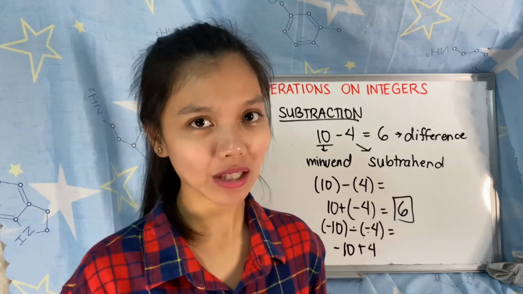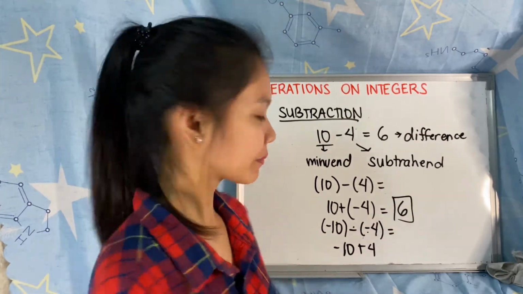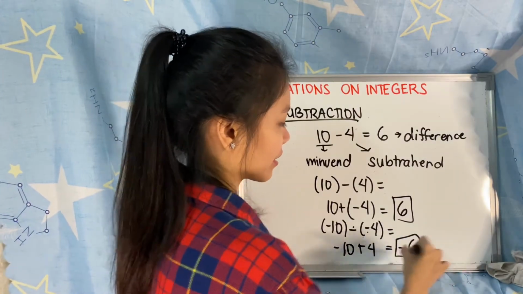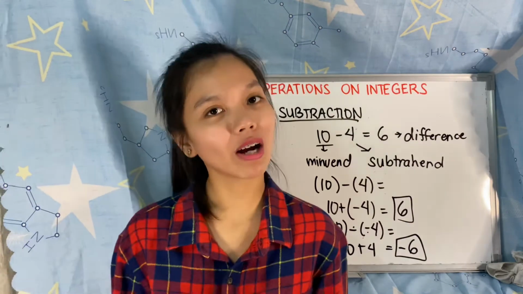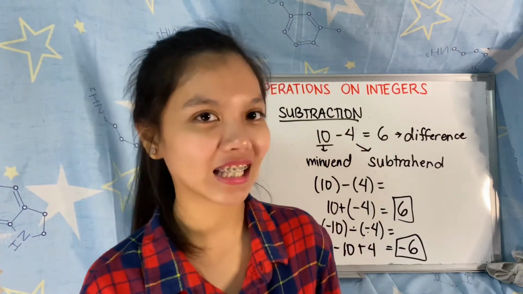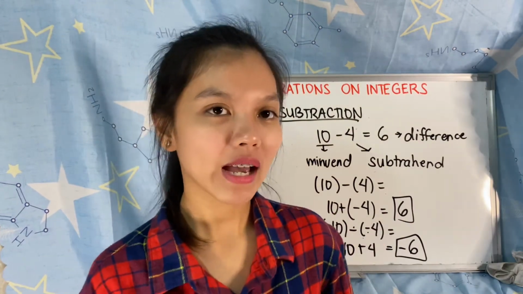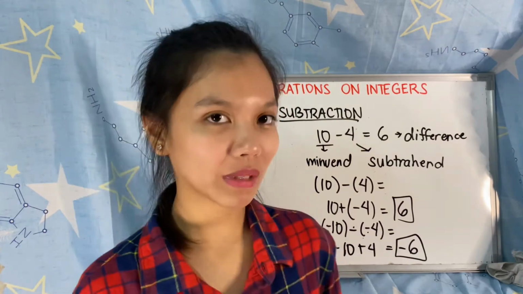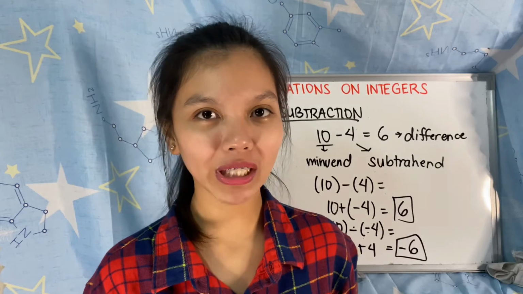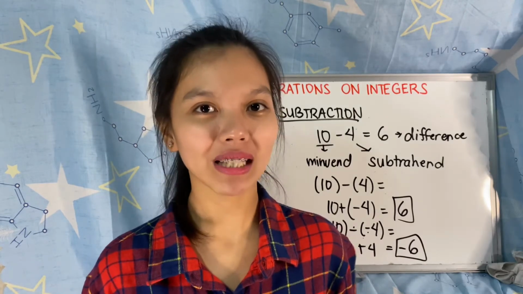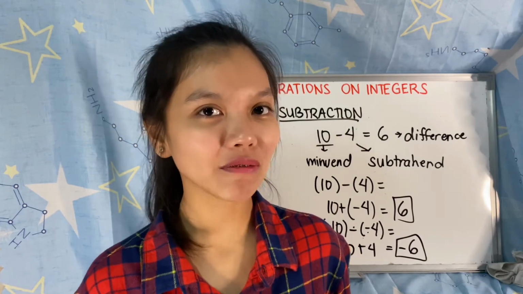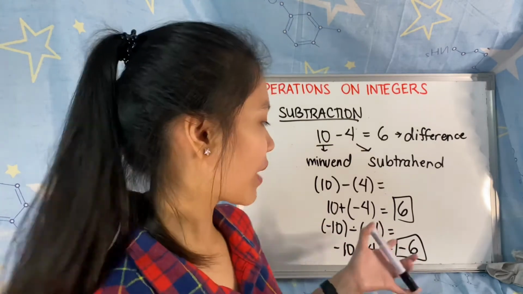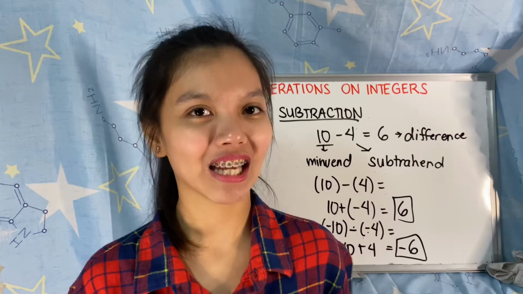What will be the answer? Magkaiba ang sign. Yes, very good. We have negative 6. Why negative 6? Because they have different signs. We have a negative and a positive, so we need to subtract the numbers. 10 minus 4, the answer is 6. Then, copy the sign of the number with the highest value, which is 10. That is negative. So, the final answer is negative 6.